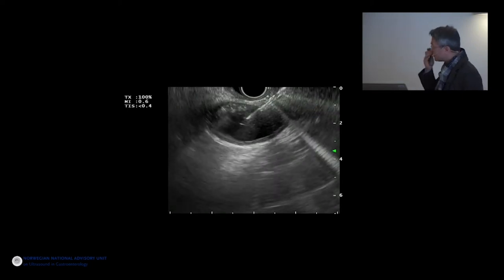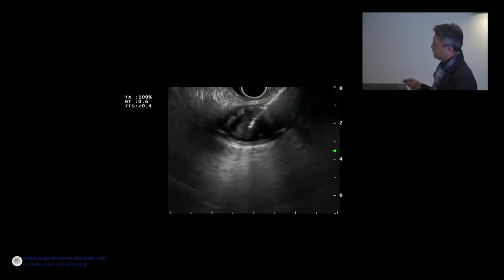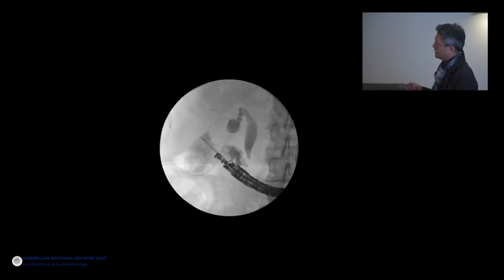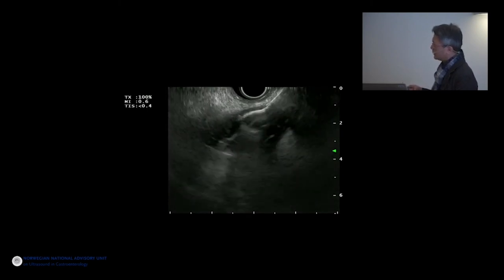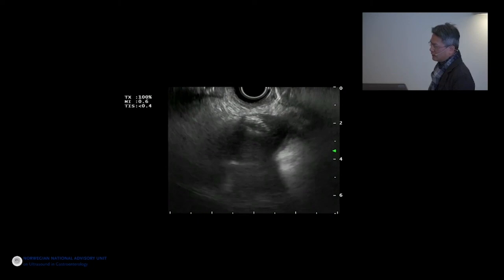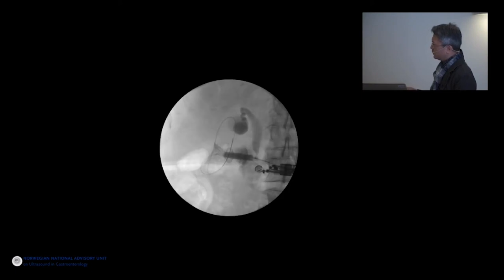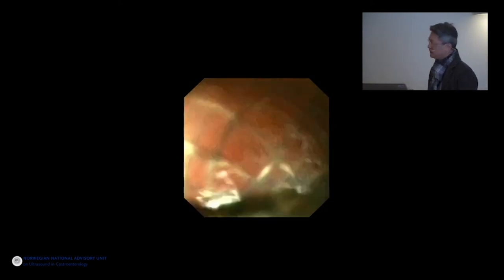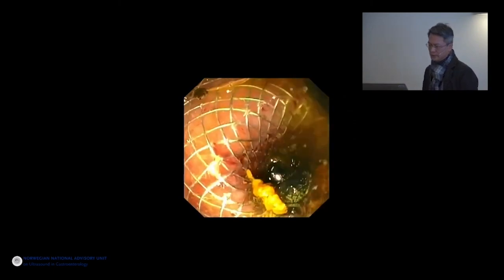Here's a case where we tried to make a direct access to the gallbladder. We injected contrast, and then we placed a lumen-apposing metallic stent to make an anastomosis from the duodenum into the gallbladder. It's an old lady, nearly 90 years old, who had multiple cholecystitis due to gallstones. You can see pus coming out from the gallbladder. Then you just dilate up to the working diameter, which is 10 millimeters in this case, and you could suck out the small gallstones from the gallbladder.